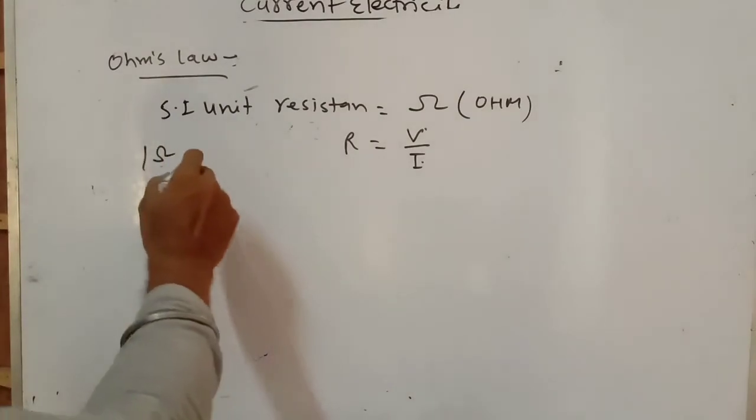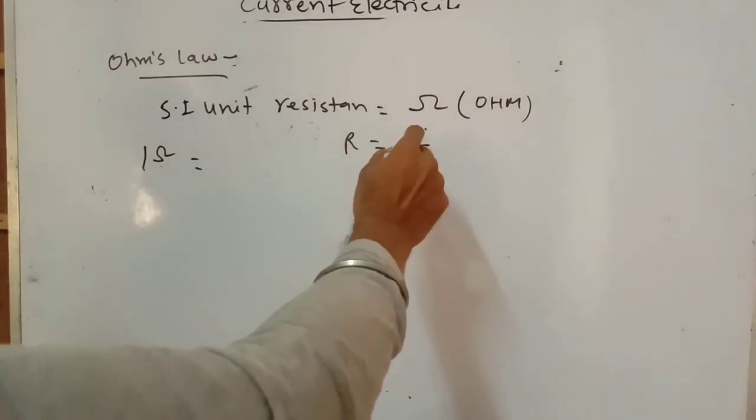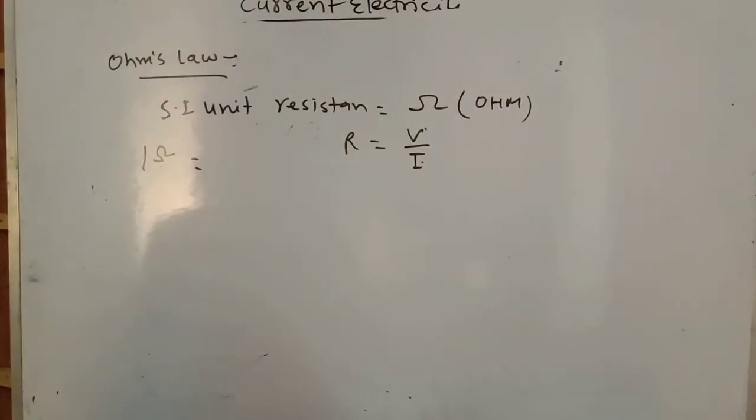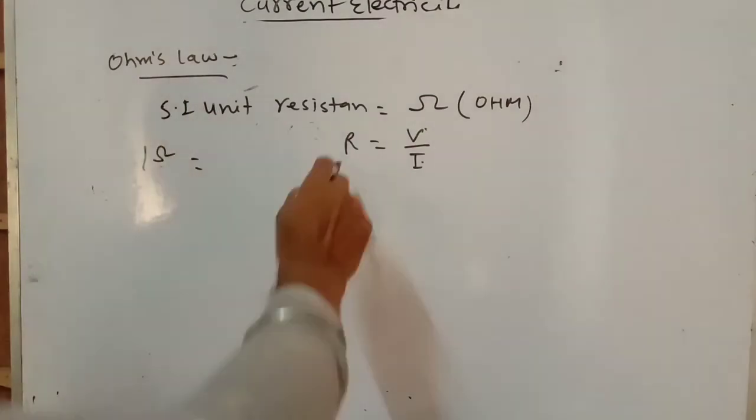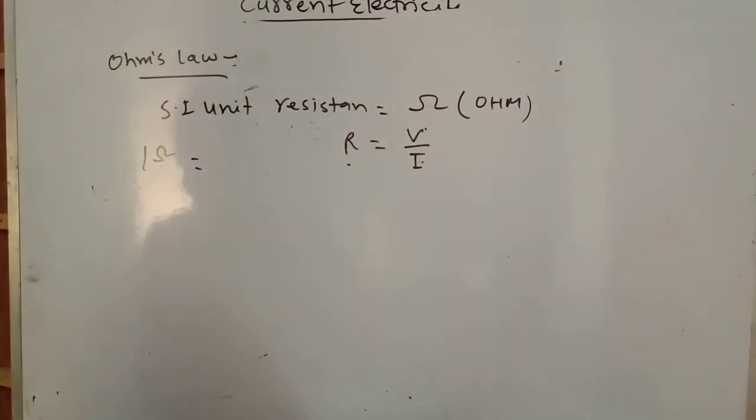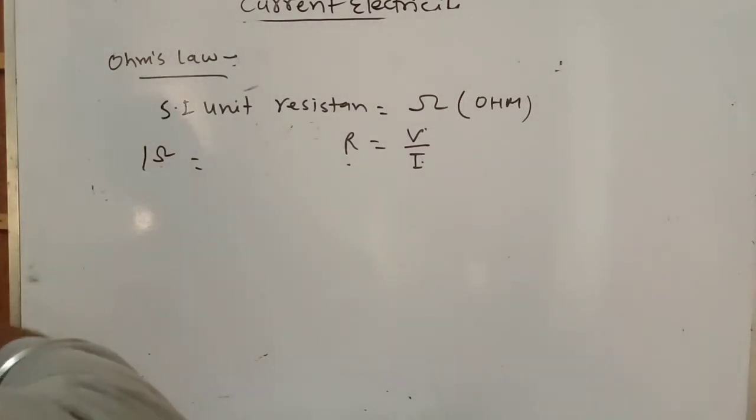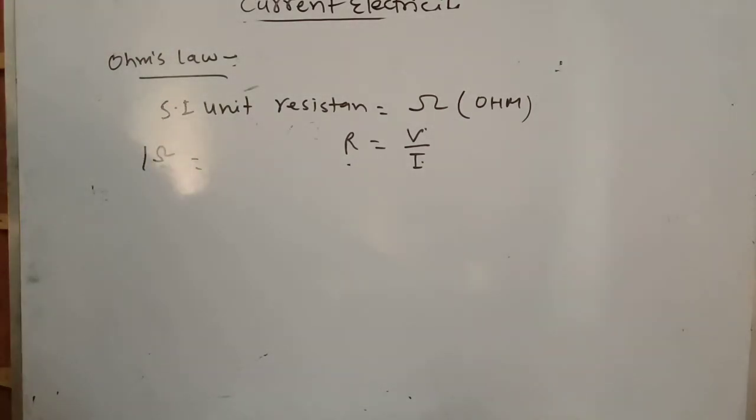So 1 ohm means, when the potential difference across the conductor is 1 volt and the current passing through the conductor is 1 ampere, that is defined as 1 ohm resistance. Simply, the resistance of a conductor is numerically equal to the potential difference applied across its ends for the flow of unit current through it.